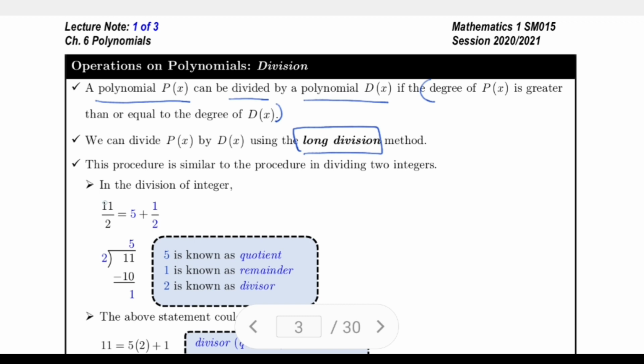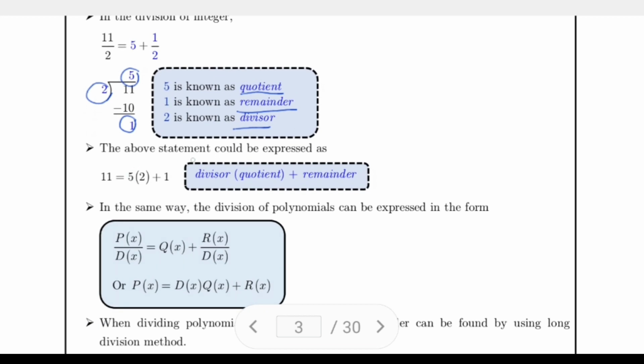So for example, we have 11 over 2. We can use long division. 11 divided by 2, so 5 times 2, we get 10. 11 minus 10, we get 1. So 5 is known as the quotient, 1 is known as the remainder, and 2 is known as the divisor. The above statement could also be expressed as 11 equals 5 times 2 plus 1, which also means the divisor times quotient plus remainder.